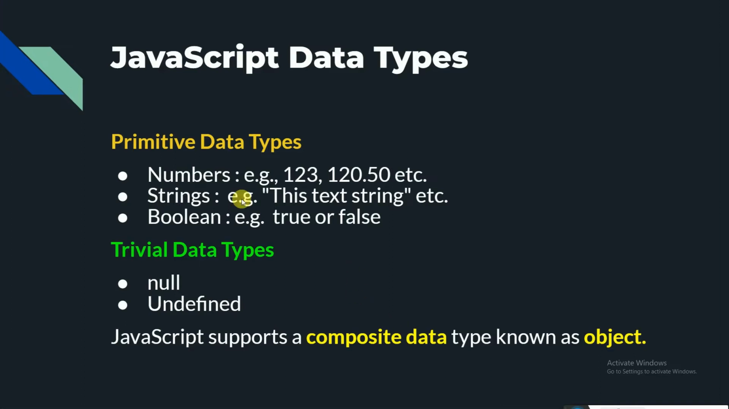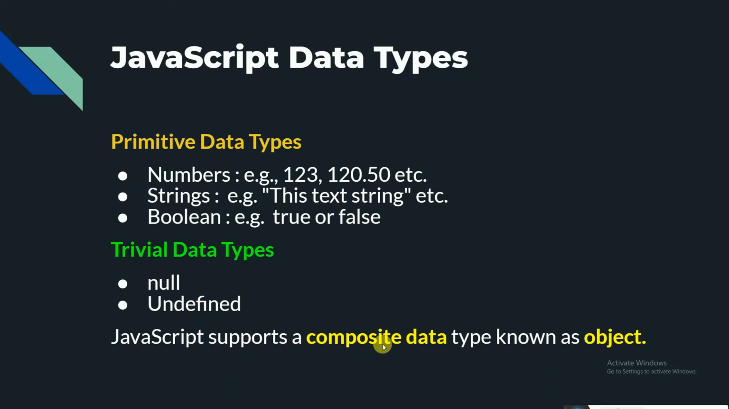In primitive data types, you can see a number, for example, 123, 120.0, which is a floating point number, etc. In string, for example, this is a string in double quotes. For boolean, true or false. In trivial data types, it returns null and undefined.